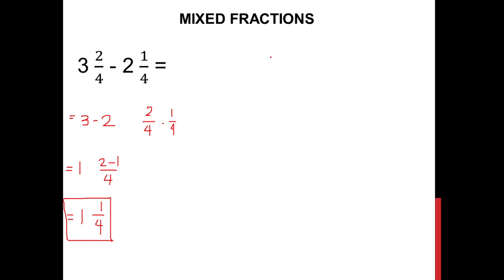Now let's see if we could get the same answer when we use the improper fraction method. So let's write it here. 3 and 2/4 minus 2 and 1/4. So let's transform this one to an improper fraction. That is 3 times 4, 12, plus 2, that is 14, over 4, minus 2 times 4, that's 8, plus 1 is 9, over 4.